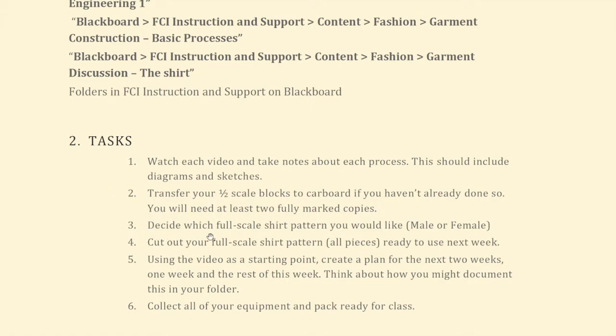Number 3, decide which full-scale shirt pattern you would like, male or female. Now in your packs, you were given 2 full-scale shirt patterns. One was a male and one was female. They are slightly different, but they're very similar techniques. It doesn't really matter which one you choose, but it's your choice. I would say, hey, look, if you want to potentially wear the shirt, then go with whatever you want. But if you want a bit of a challenge, then go with one that you're not familiar with. So if you're mostly familiar with female clothing, then go with male, and vice versa.